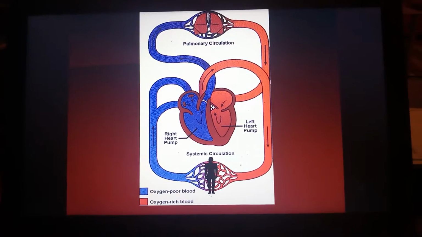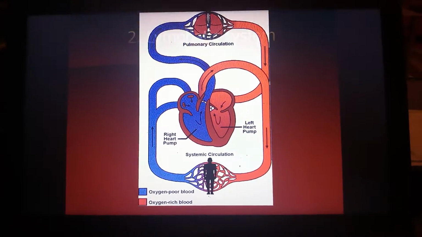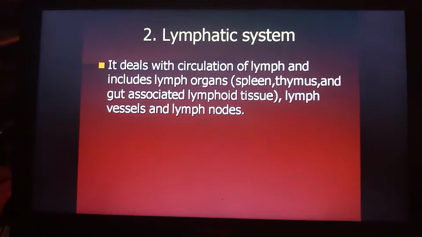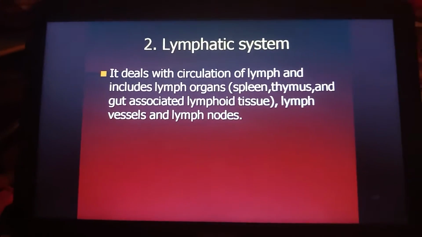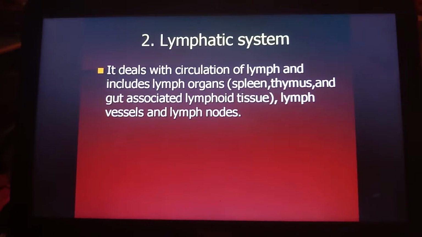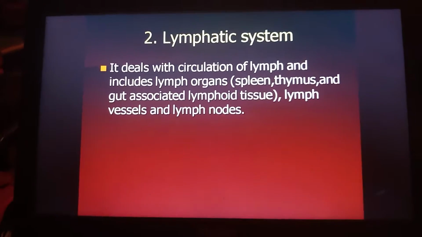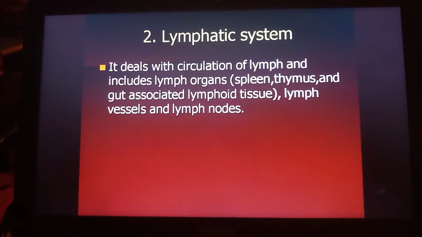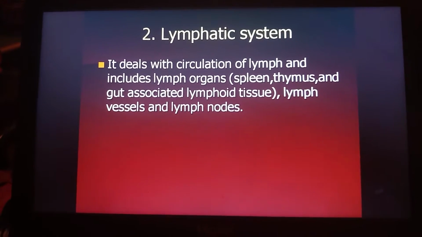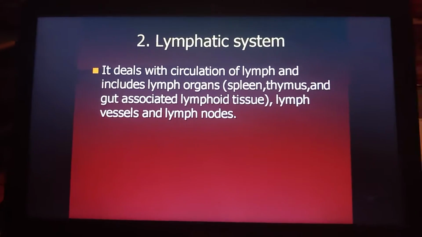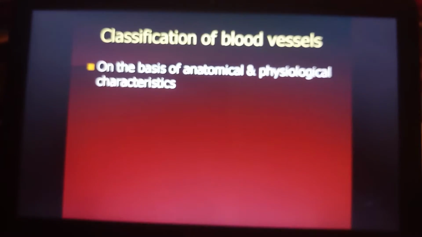This is the diagram showing the pulmonary circulation and systemic circulation. So now the second type of cardiovascular system is the lymphatic system. It deals with the circulation of the lymph and includes lymph organs, which are spleen, thymus and gut associated lymphoid tissue, lymph vessels and lymph nodes.